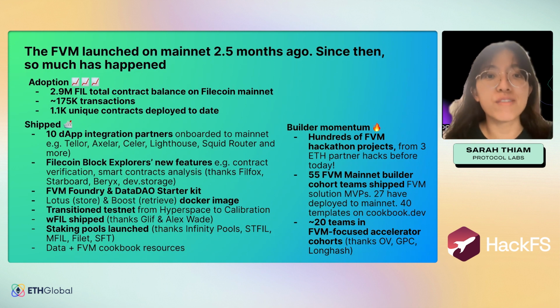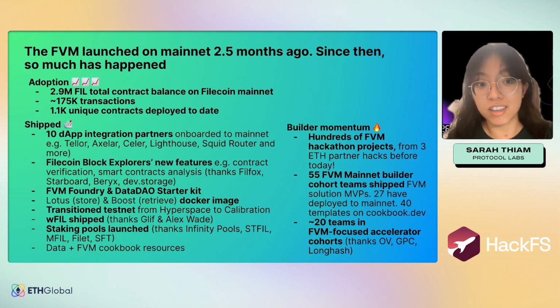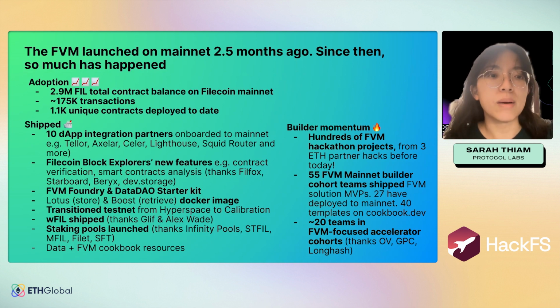And since launch itself, a lot also has happened, since the Pi Day that we launched the mainnet. Adoption has gone up. We have about 2.9 mil FIL today in total contract balance on Filecoin mainnet. And we have about 175K transactions that have taken place so far. We also have about 1.1K unique contracts deployed to date, coming from close to 200 unique deployer addresses. That's amazing, right? And we really want to thank everyone that has been deploying on mainnet, working with us, our early builders. It's just super exciting right now.